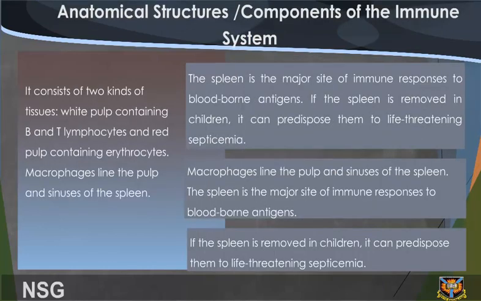It consists of two kinds of tissue: white pulp containing B and T lymphocytes and red pulp containing erythrocytes. Macrophages line the pulp and sinuses of the spleen. The spleen is the major site of immune responses to blood-borne antigens. If the spleen is removed in children, it can predispose them to life-threatening septicemia.